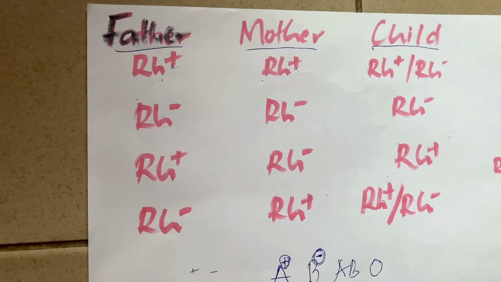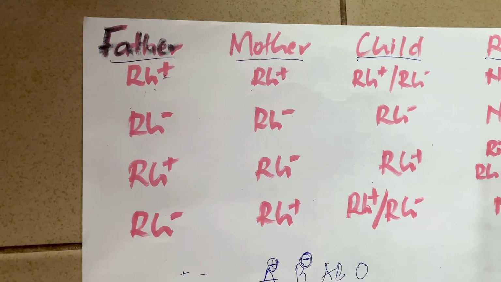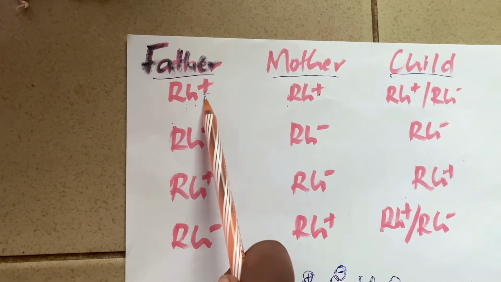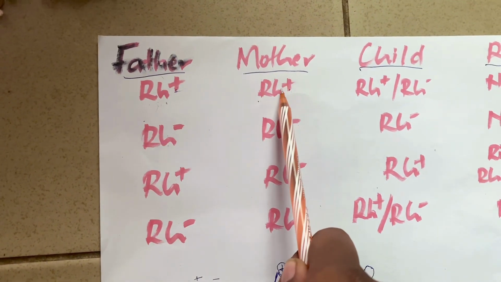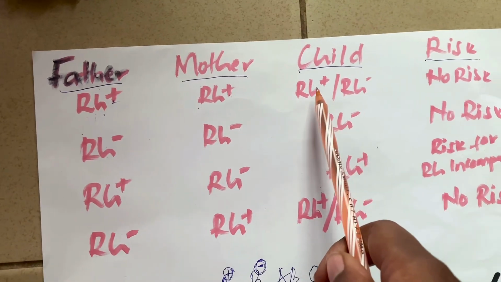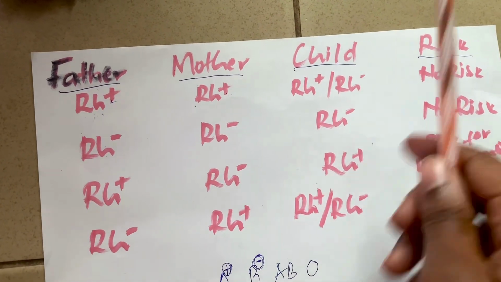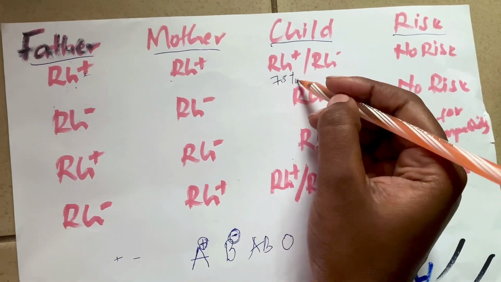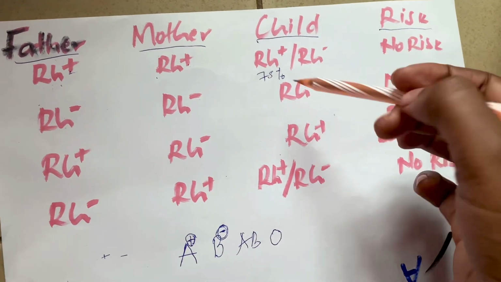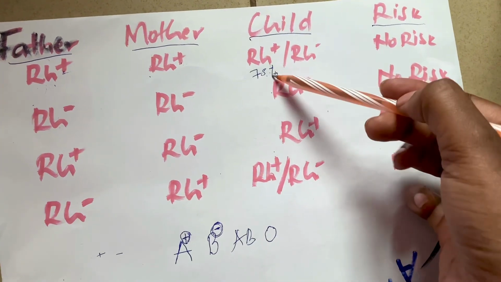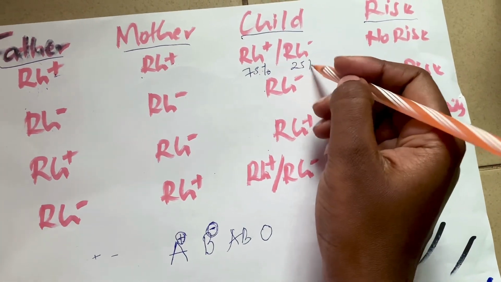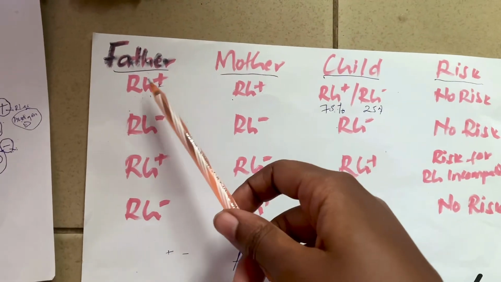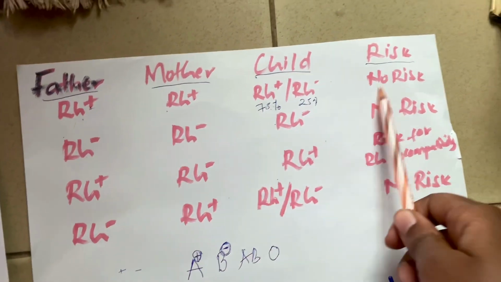Back to our topic. Since I'm talking about the Rhesus incompatibility, we have this. If a father is Rhesus positive and a mother is Rhesus positive, their child is going to be Rhesus positive or Rhesus negative. So there is a 75% chance that your child is going to be Rhesus positive and a 25% chance of negative. And therefore here there will not be any risk. So if a father is positive and a mother is positive, there will not be any risk.